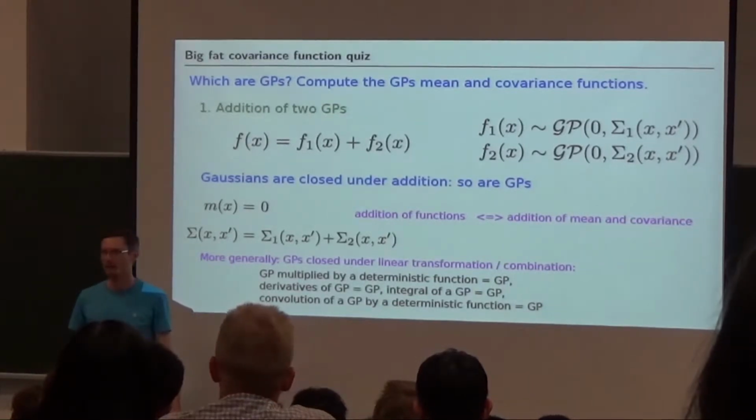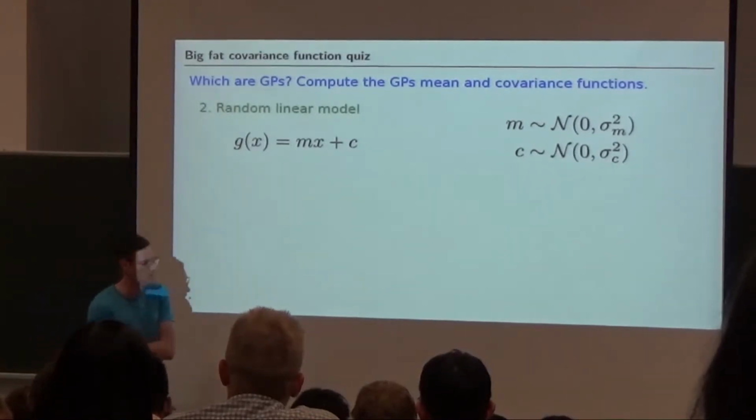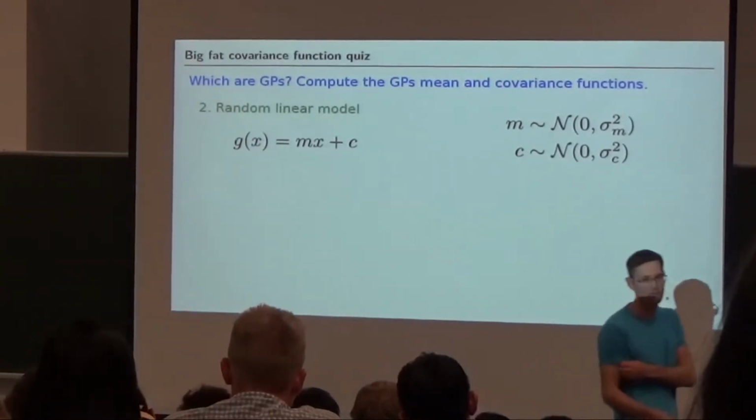Great. Anything else before we go to question two? Okay, so question two was the random linear model. Let's go over to this side here. Who thinks it's a GP?